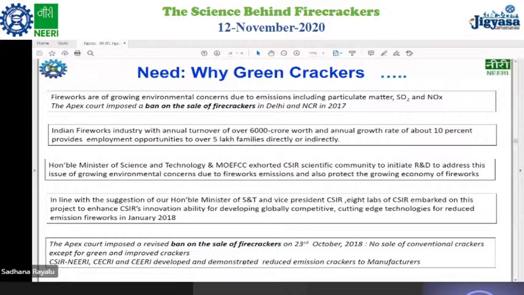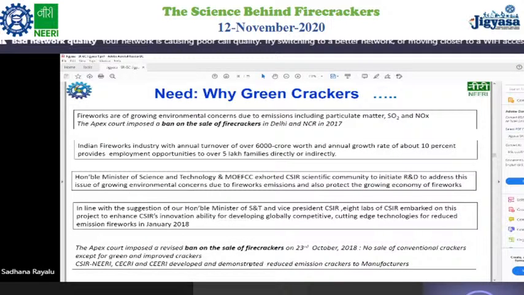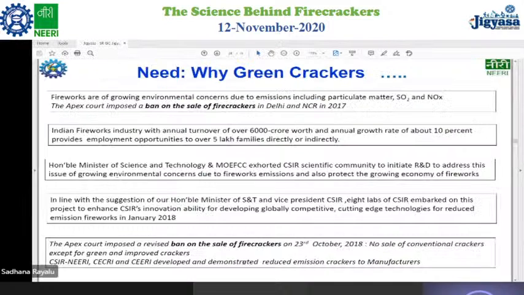You know, we have an annual turnover of nearly 6,000 crore worth of industry doing manufacturing of fireworks, and it also has an annual growth rate of 10%. So when the ban was imposed, it was hitting nearly 5 to 8 lakh families, which are directly or indirectly dependent on making fireworks. So our Honorable Minister of Science and Technology, Dr. Harshvardhan, approached our CSIR scientific community to initiate and find a solution to this problem.